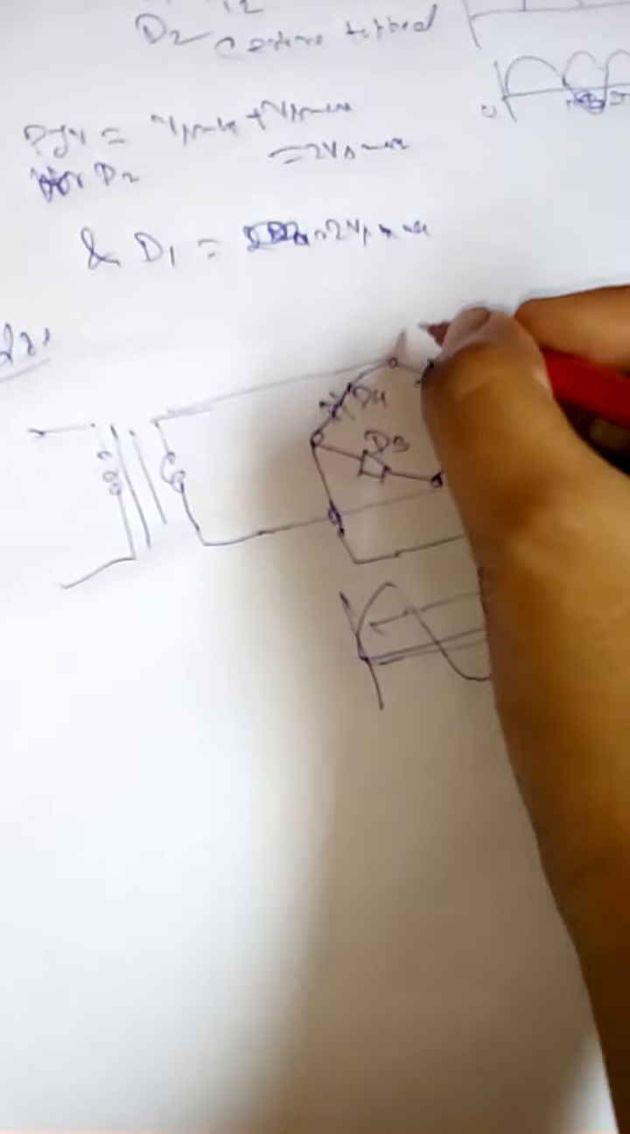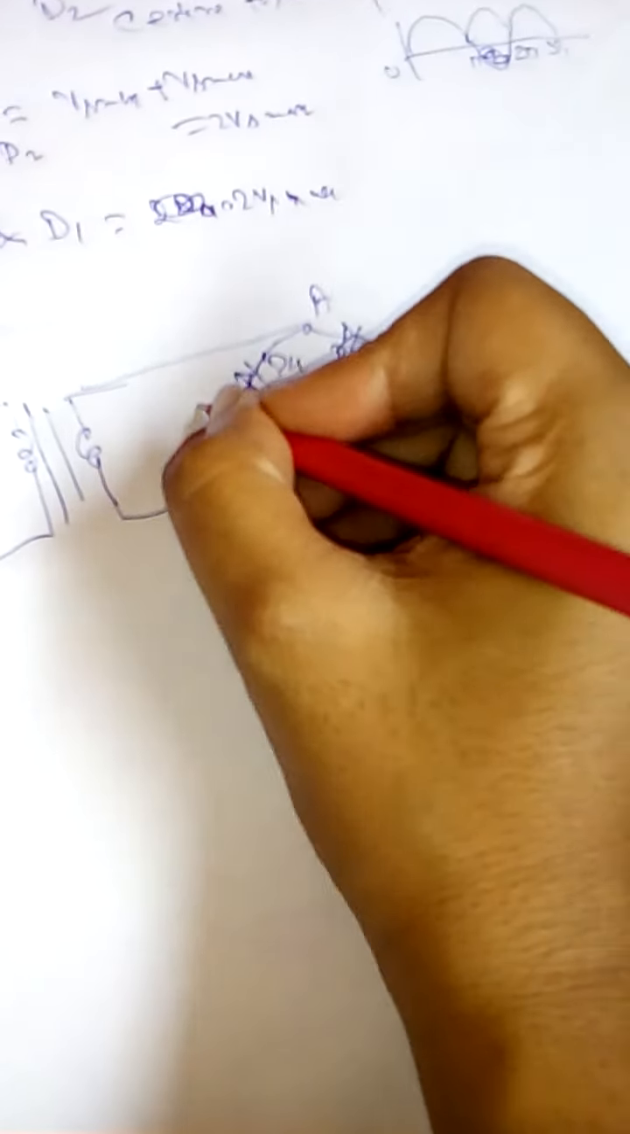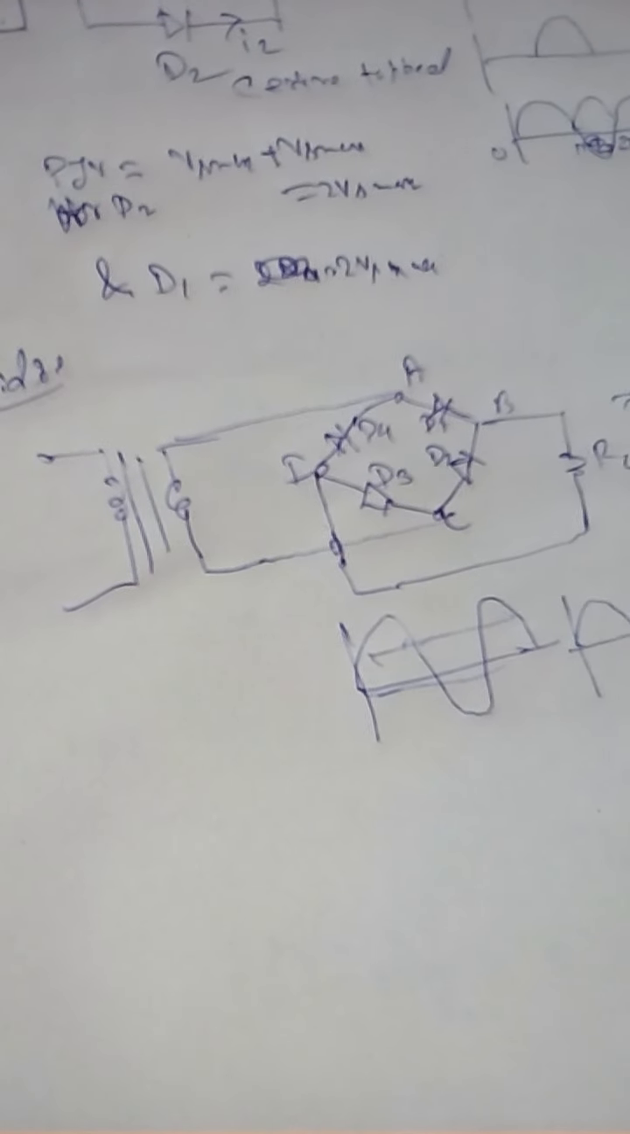and BC terminals. In the opposite case, D2 and D4 become forward biased, and current flows through C and B and enters the positive terminal. So what happened? First of all, this is A, B, this is C and D of the diagram. If we see the peak inverse voltage, we get the value is Vs max.